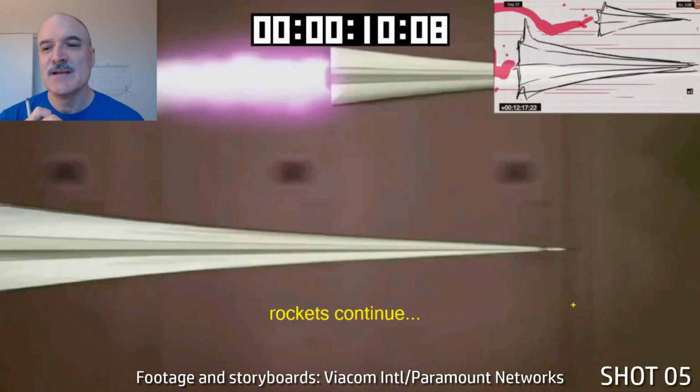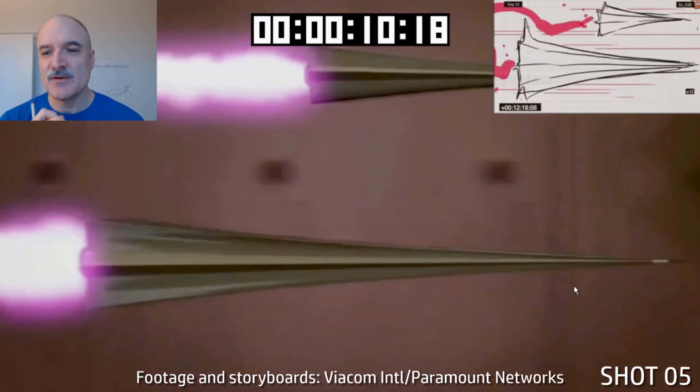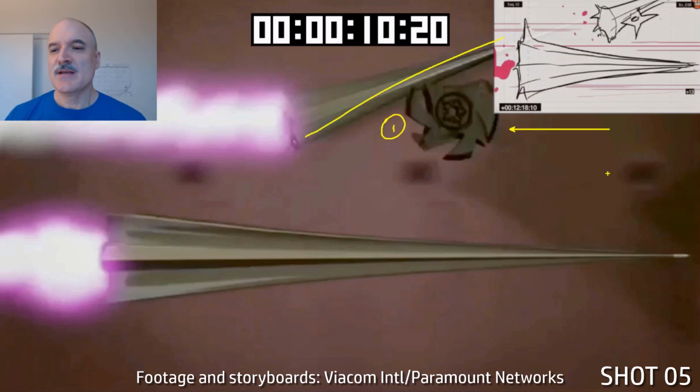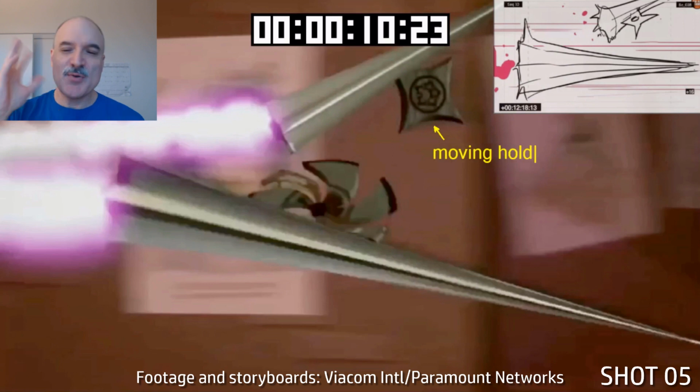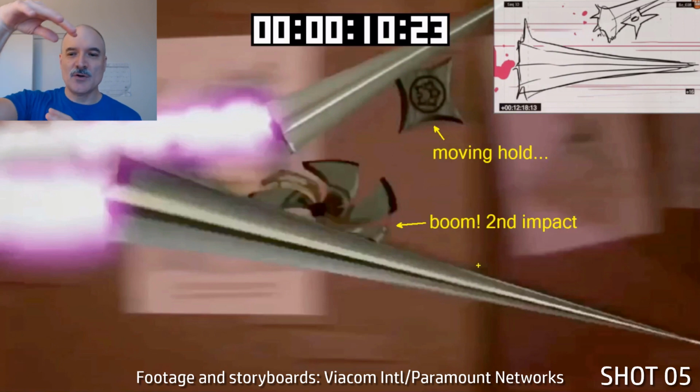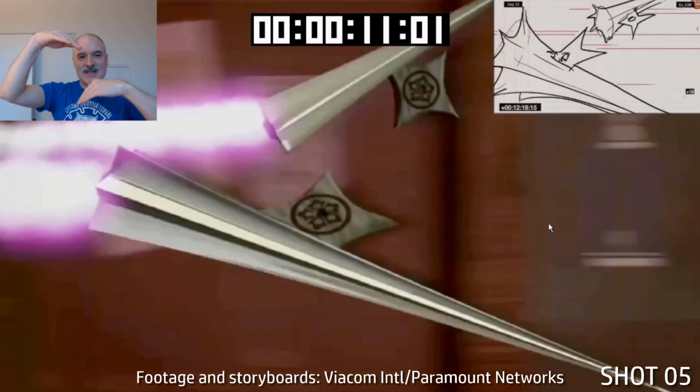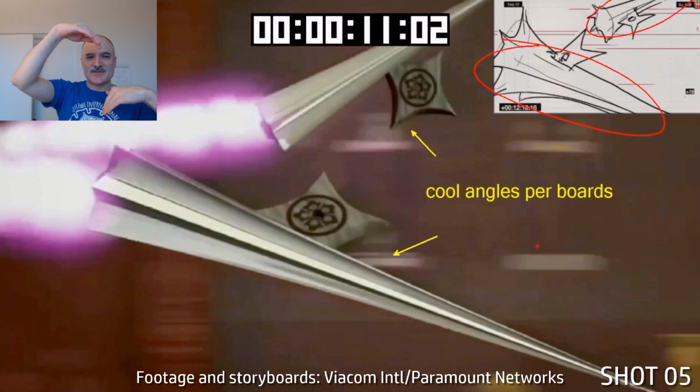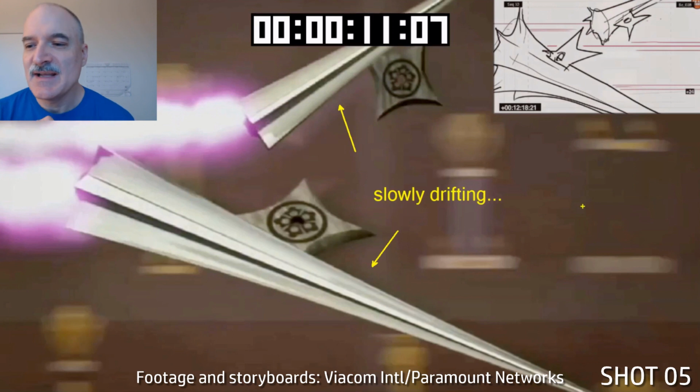Cut back to the rockets. There's that one in the background, one in the foreground. Panning with. One throwing star comes in, hits the rocket, boom, and that turns into a moving hold. And then the second one comes in, boom, and now we've got these 2 angles that are just going to slowly drift, just like the boards. And this is creating the contrast that's about to come.